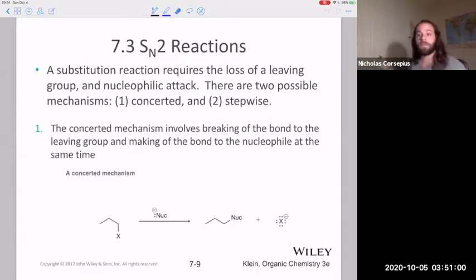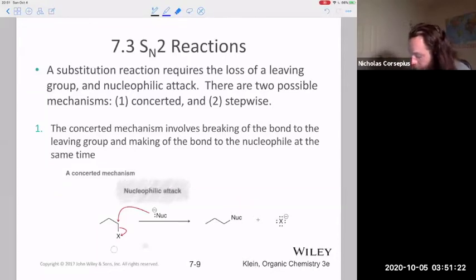By concerted, I mean that the nucleophile is going to attack that electrophilic carbon at the same time that the leaving group, that halogen, is lost. So this is what I mean by concerted. These two things happen in the same step. Again, we have nucleophilic attack occurring at the same time as loss of a leaving group. So this will lead to a substitution reaction, and again, it's in a concerted type mechanism.